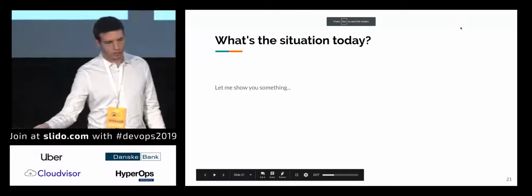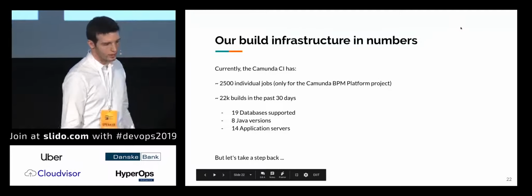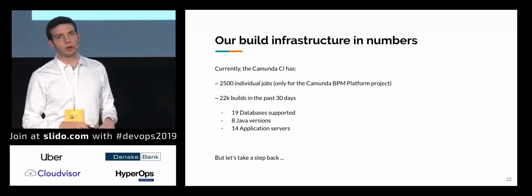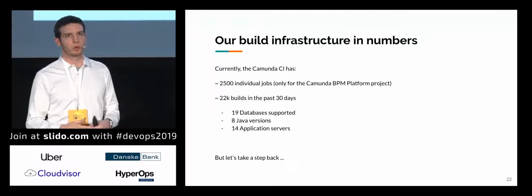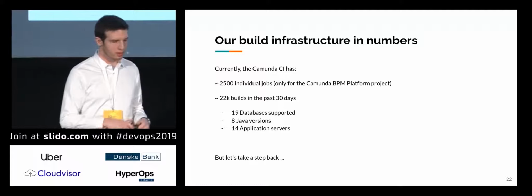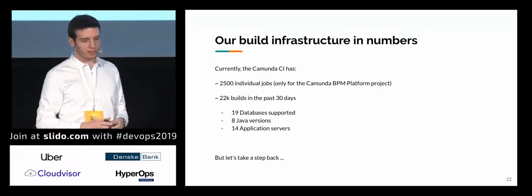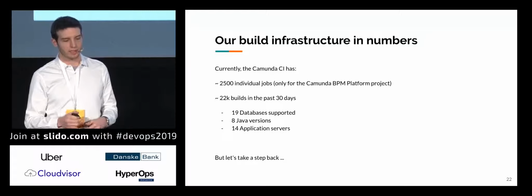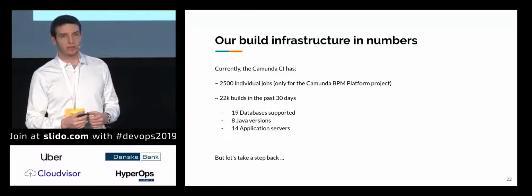So back to where we are today. Right now we are running around 2,500 individual jobs only for the Camunda BPM platform, without counting the ones for the other projects. Around 22,000 builds in the past month, and right now we have around 19 databases supported, 8 different Java versions, and 14 different application servers.